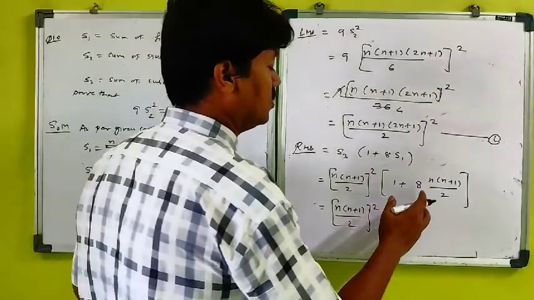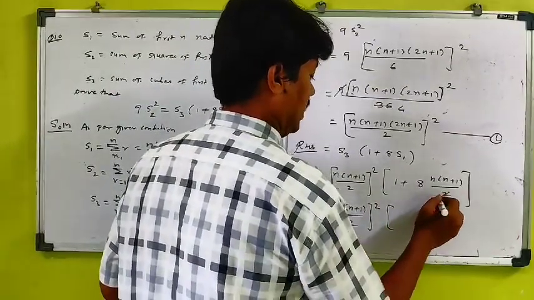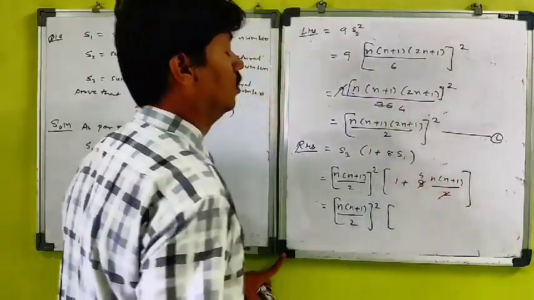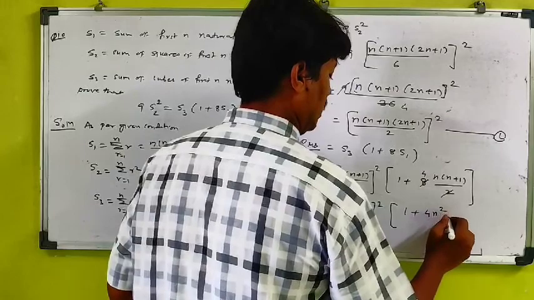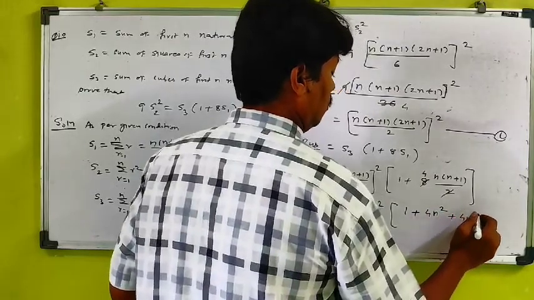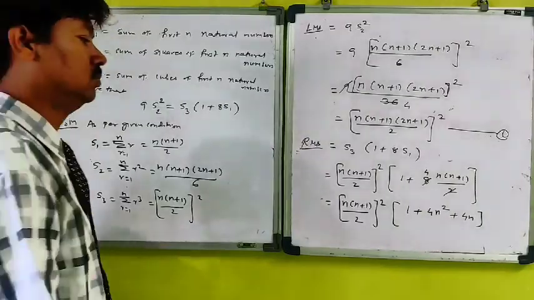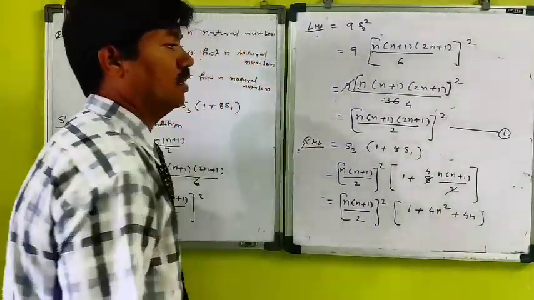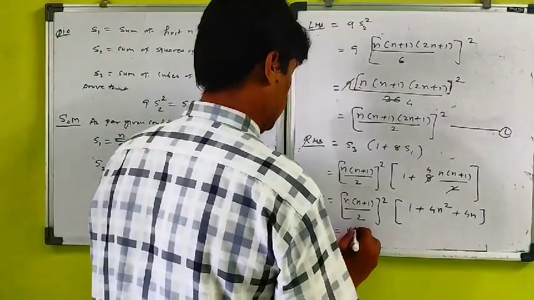Now we have to simplify this. So what is this? It is 2. This is cancelled here, so it is 4. So 1 plus 4n square plus 4n, which is nothing but 2n plus 1 the whole square.